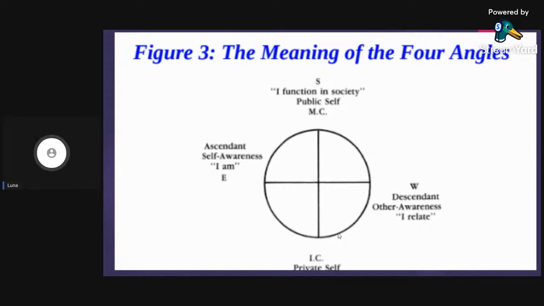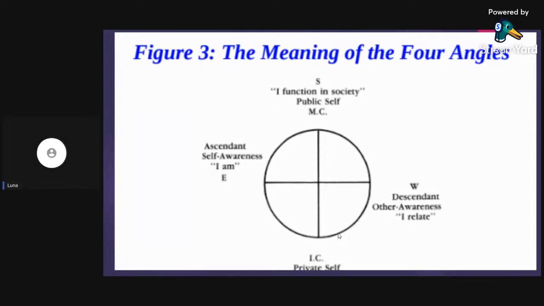The 4 angles of the birth chart. The ascendant or rising sign is one of 4 extremely important points in the chart known as the astrological angles. The angles are formed by the intersection of the horizontal and vertical axis of the chart, the horizon and the meridian, with the outer circle. These intersections occur at 4 points: north, south, east, and west.